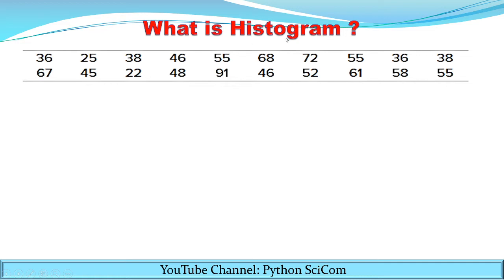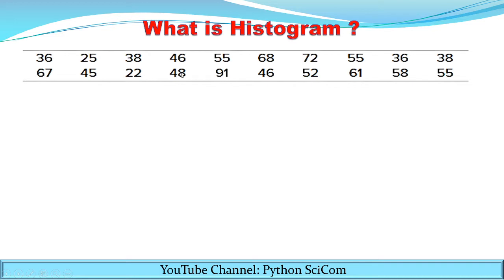Histogram, it is the data visualization tool just like the bar chart and the line chart. Suppose you have this data. Now consider these are the scores of the various students starting from the range 22 to 91. So 22 से लेकर 91 तक we have the different values.